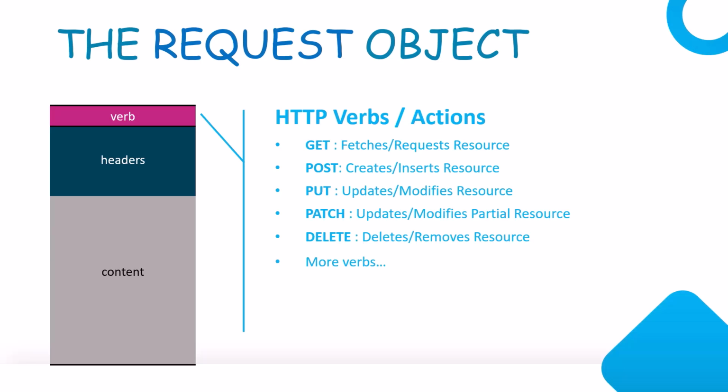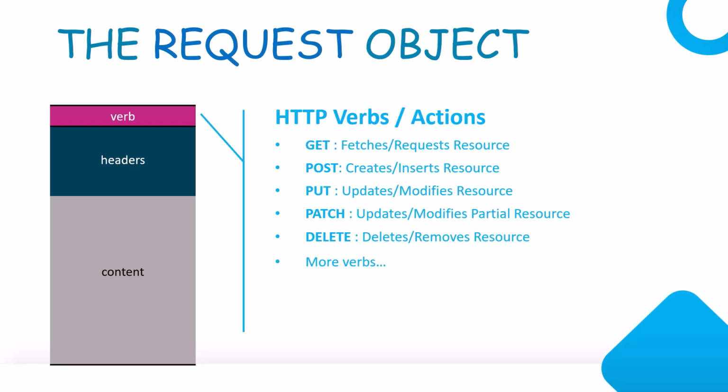Let's understand the request object that we have. First thing in the request object is verb, and these are HTTP verbs or actions. They basically define what is the action that needs to happen. If you are working with some data, you might want to create, read, update or delete that data. We have specific verbs which define what action is needed for the request.